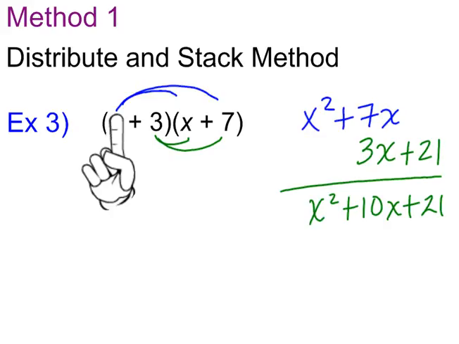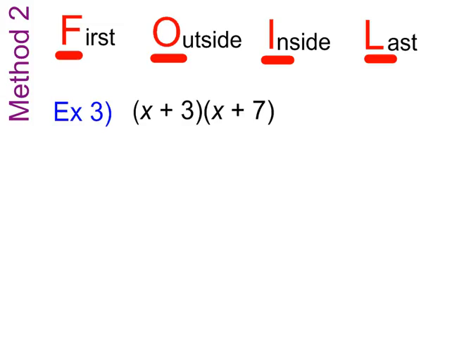I'm going to use the same binomials over and over to show you all 3 methods. Here's the second method, which is probably really famous to most people. It's called the FOIL method, otherwise known as first, outside, inside, last. And what do we mean by that? So when we talk about the first terms, we're talking about multiplying the first terms of the binomial. So we get x times x, which is x squared.